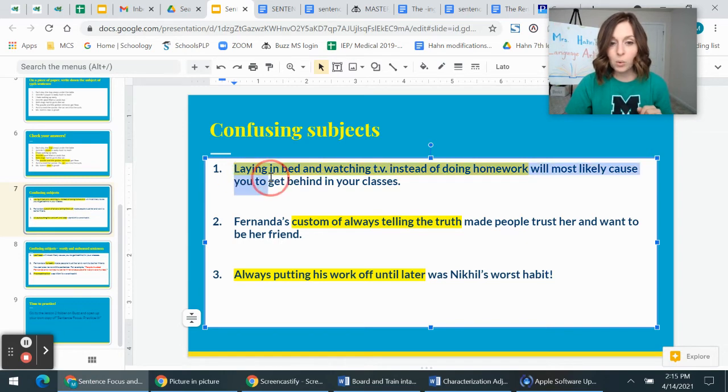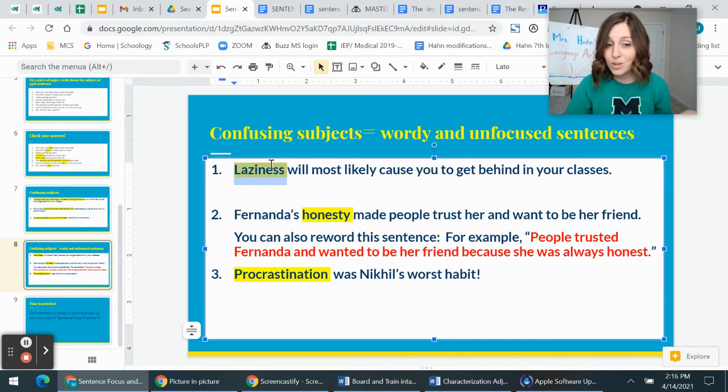So let's go back to number 1. Laying in bed and always watching TV instead of doing homework will most likely cause you to get behind in your classes. Here is one word. What if we just said laziness? Laziness will most likely cause you to get behind in your classes.